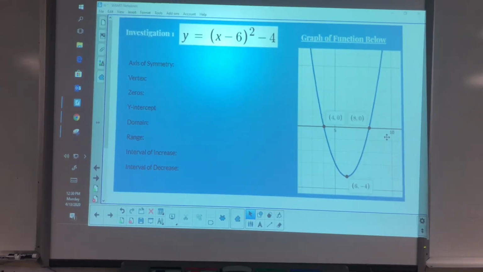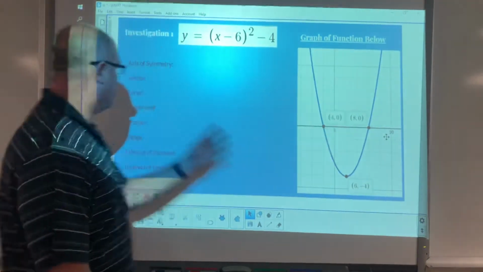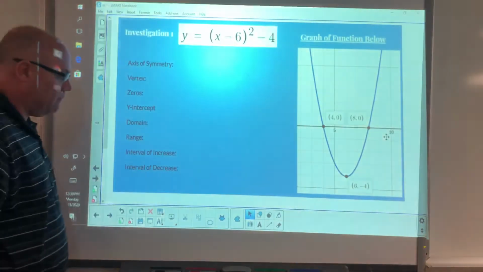All right, typically when I have you do an investigation, I have you graph the parabola by hand as well. But for this one, I want to make sure we had this correct so we can make sure we're doing all this part the correct way.